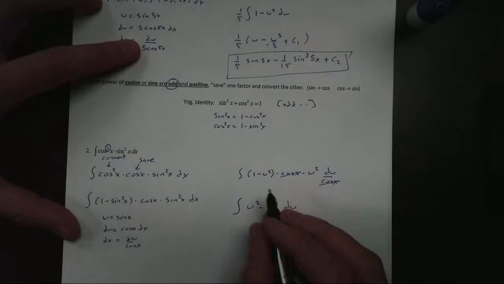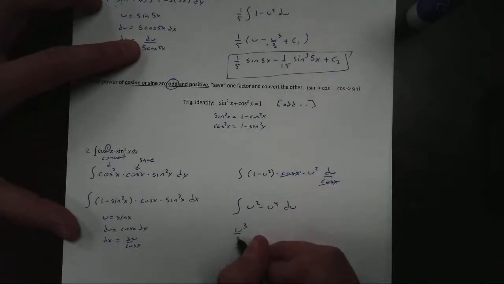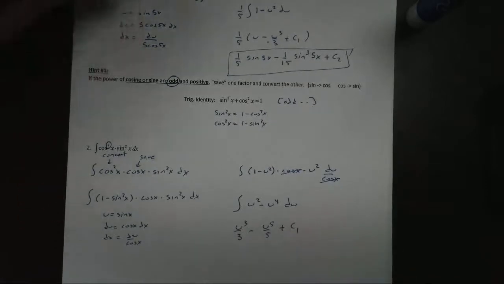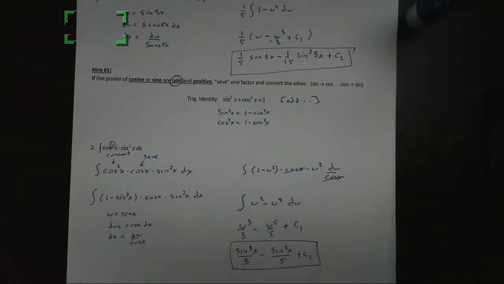And I can integrate this. I get u cubed over 3 minus u to the fifth over 5 plus your constant of integration. And now I just replace my u. U is sine, so I get sine cubed of x over 3 minus sine to the fifth of x over 5 plus c1. And there's our antiderivative right there.